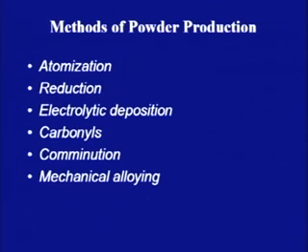Now, we have discussed till now some of the important characteristics of the metal powder. Now, we will see how these metal powders can be made, how they can be manufactured. There are certain processes, to name them: atomization, reduction, electrolytic deposition, carbonyls, comminution and mechanical alloying. With the help of diagrams and certain explanation, we will try to go through each one of these powder production techniques.